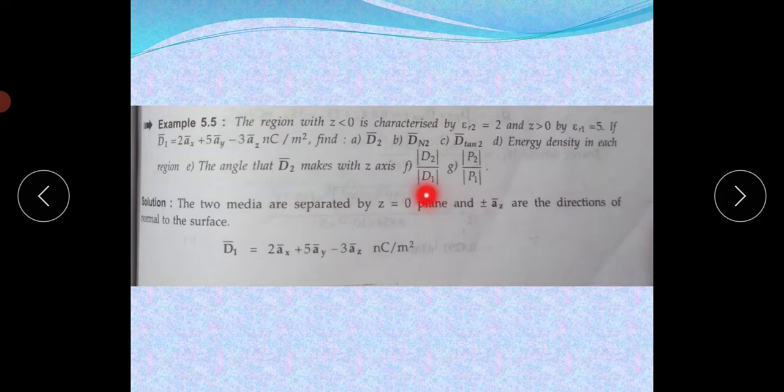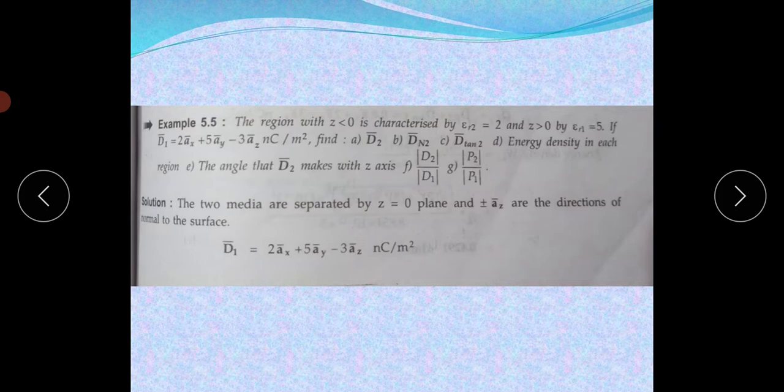So next one D2 by D1, next one P2 by P1. So here by using boundary conditions, we have to solve this problem. So given Z less than 0, which means negative Z axis, and in the negative Z axis region one dielectric material is present. The dielectric material relative permittivity value equals 2. And Z greater than 0 means positive Z axis region. In that region one dielectric material is placed and its relative permittivity value equals 5.